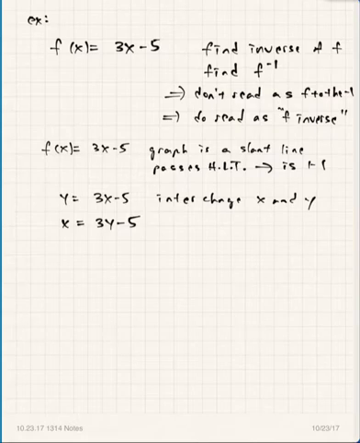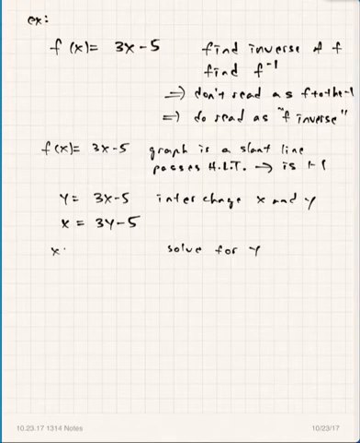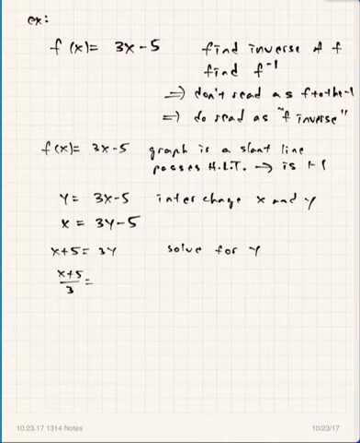All right? And then you take that's the inverse, actually. It's just not in a very nice function form. And so then you solve for y. In other words, you get the y value by itself. So I add 5 to both sides of the equation. I divide by 3. And that's my inverse function right there.